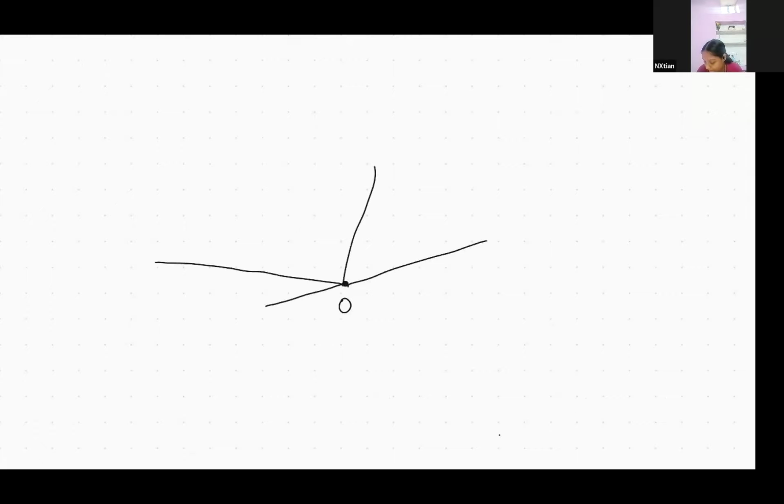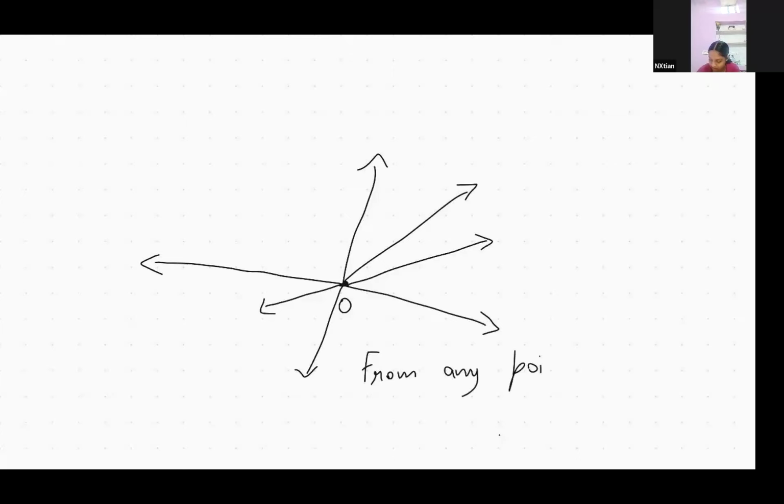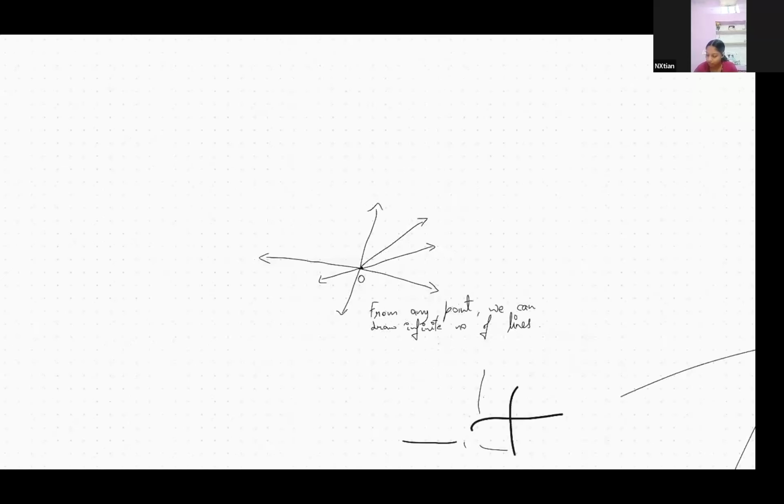Ma'am, what is O? It's the name of the point. Okay. So from O point, I can draw as many lines as I want. So from any point, we can draw infinite number of lines. Okay. We can draw infinite lines from a given point.